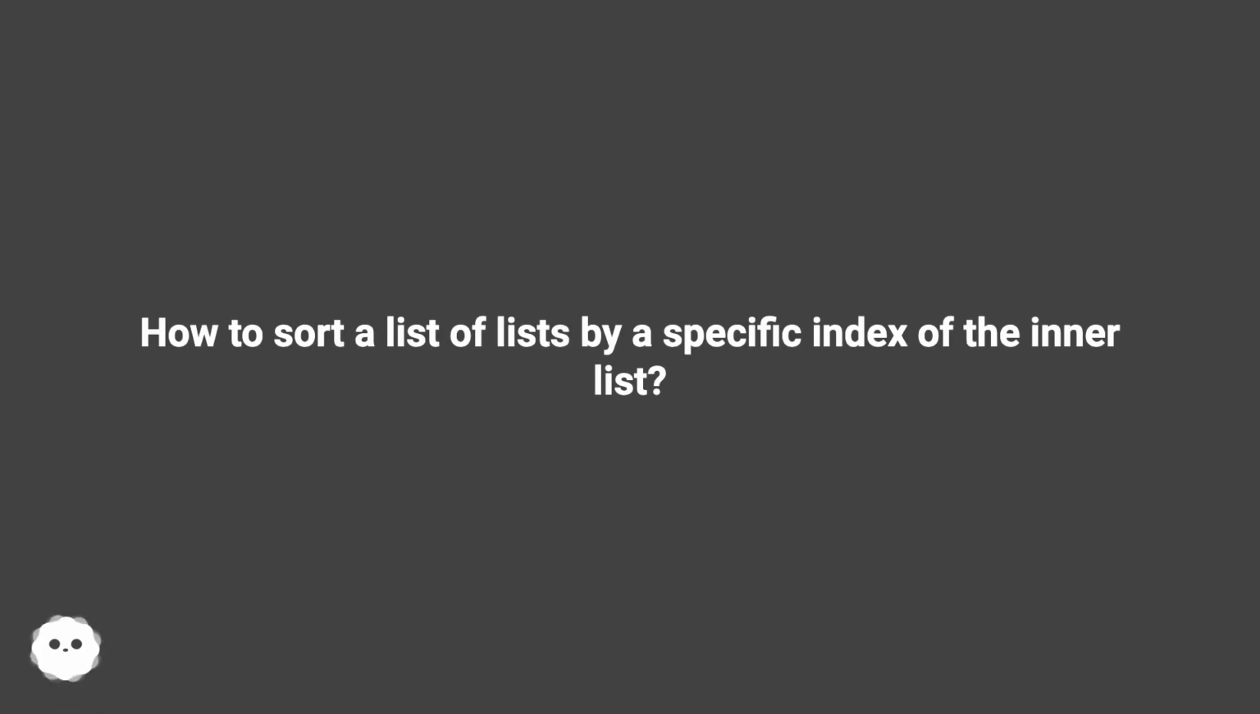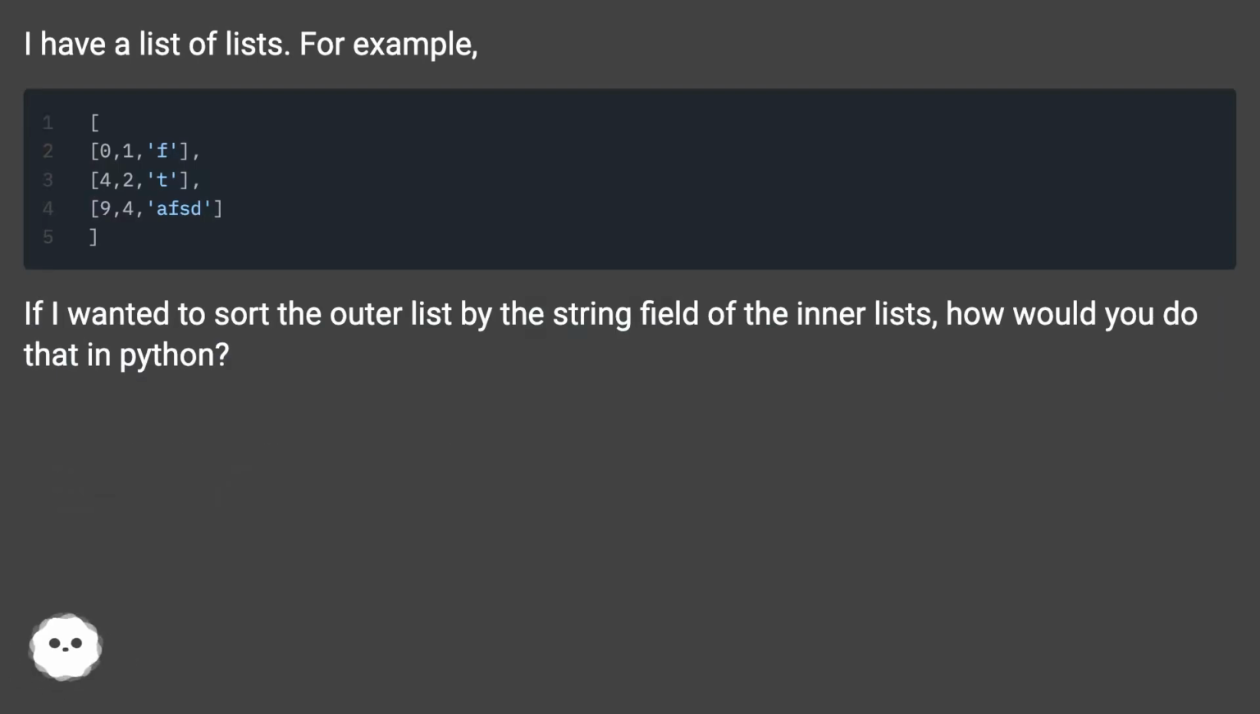How to sort a list of lists by a specific index of the inner list. I have a list of lists. For example, if I wanted to sort the outer list by the string field of the inner list, how would you do that in Python?